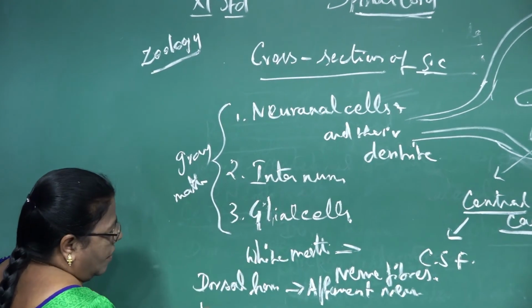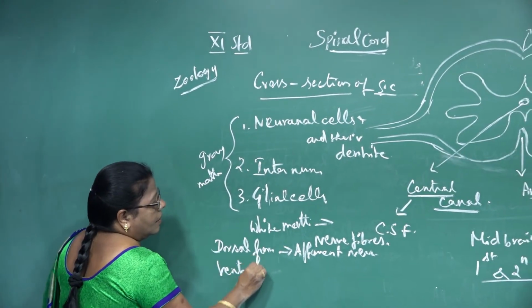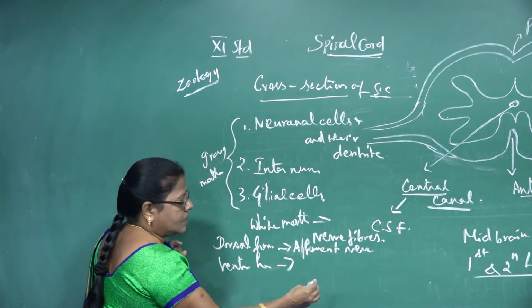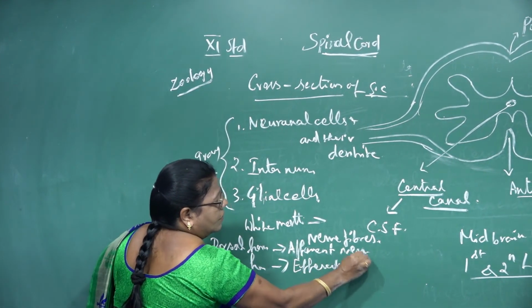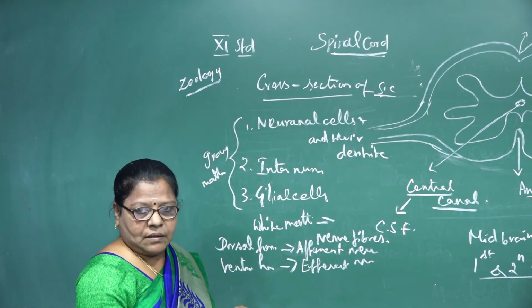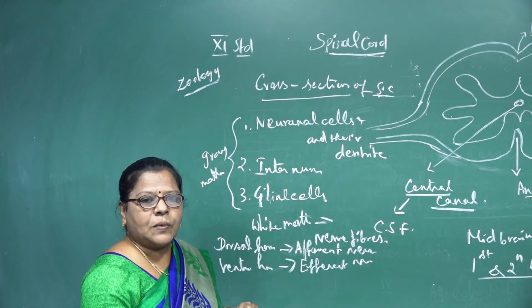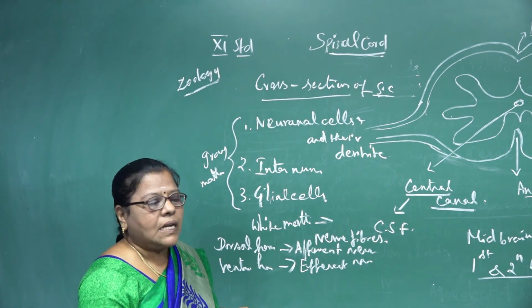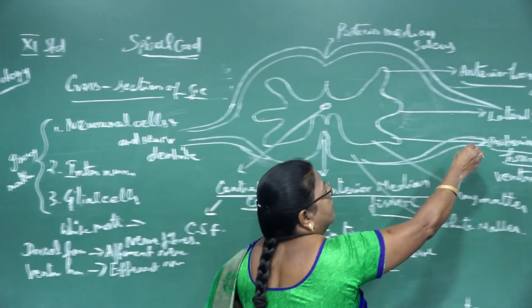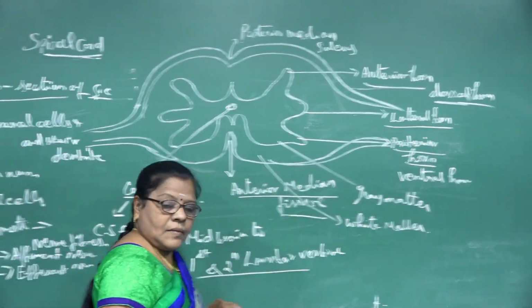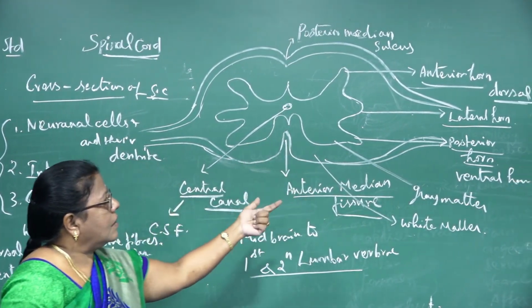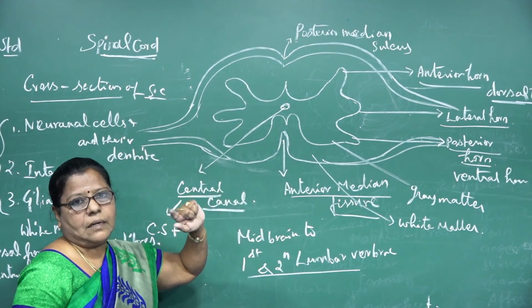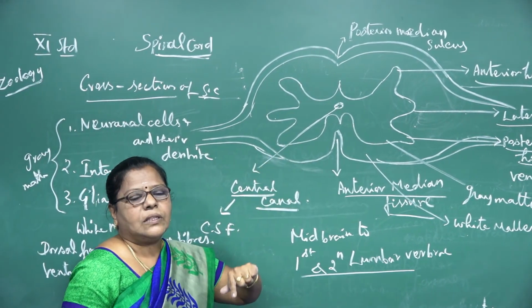The ventral arm contains cell bodies of efferent neuron. The reflex nerves, smooth muscles and cardiac muscles originate from the lateral arms. The lateral arm, dorsal arm and ventral arm are present in the grey matter. That means grey matter is divided into three parts.